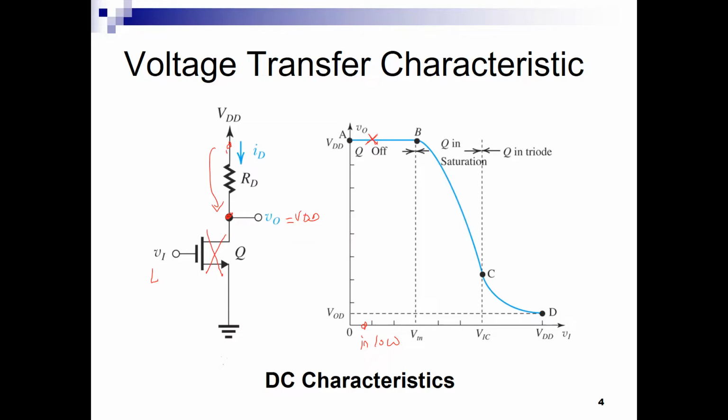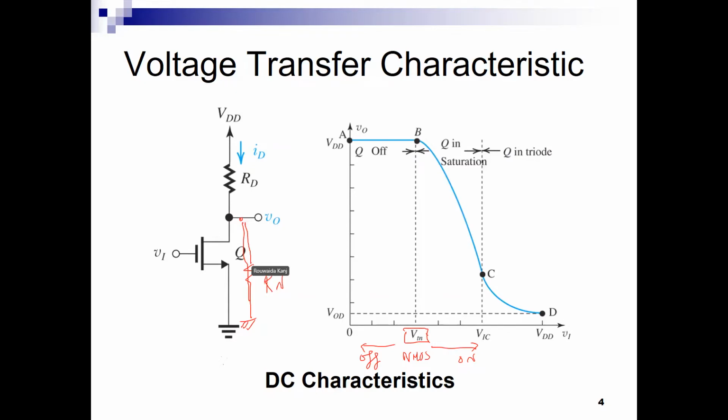What happens is that as the input starts to increase, so as the input starts to increase here, then beyond the threshold voltage of the NMOS, from here on the NMOS will be on, okay, and it will start to connect the output through some effective pull-down resistance to ground.